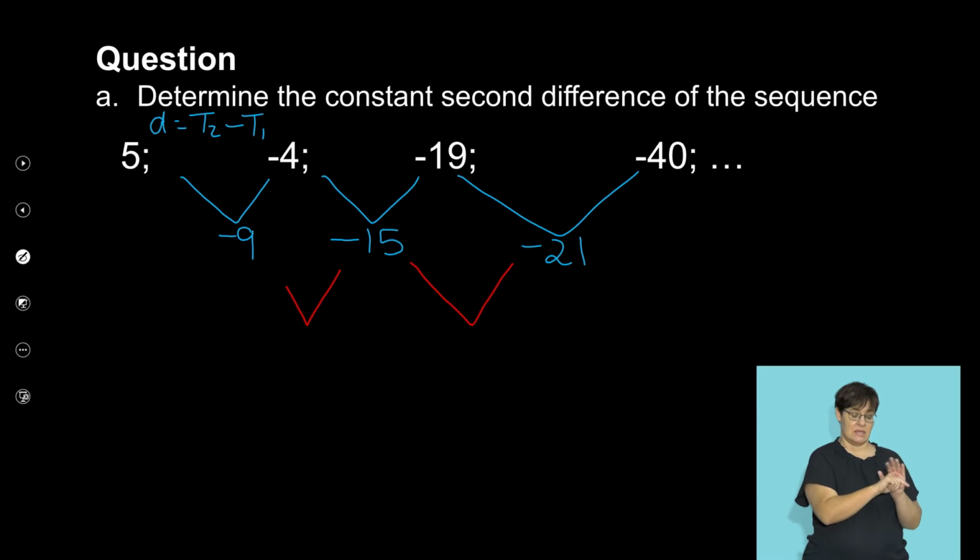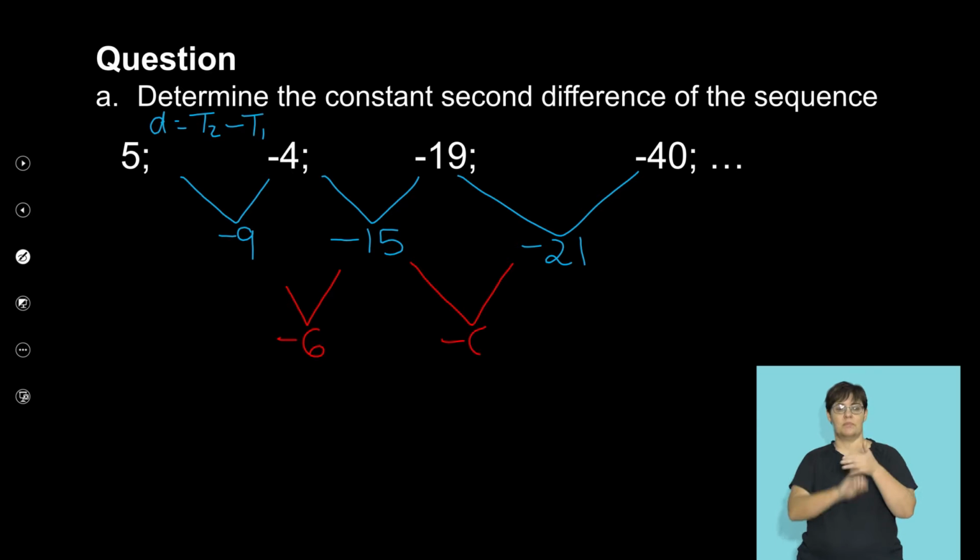If I'm asking myself what is the difference between negative 9 and negative 15, I can substitute into D and hopefully everyone will agree with me. There is a difference of negative 6. So I've subtracted a further 6 from negative 9 to get to negative 15. Then from negative 15 to negative 21, I have subtracted a further 6. This means that my second difference is negative 6, and I can see that it is in fact the constant second difference. Let's move on to B.